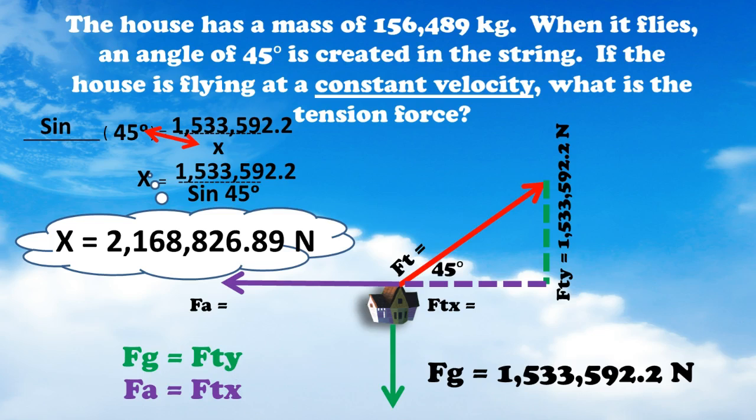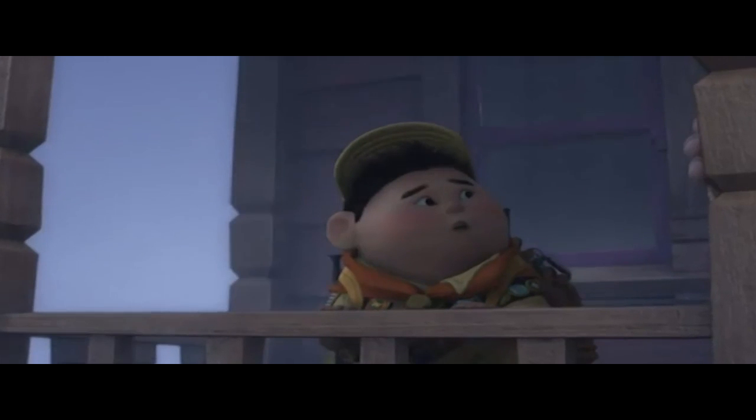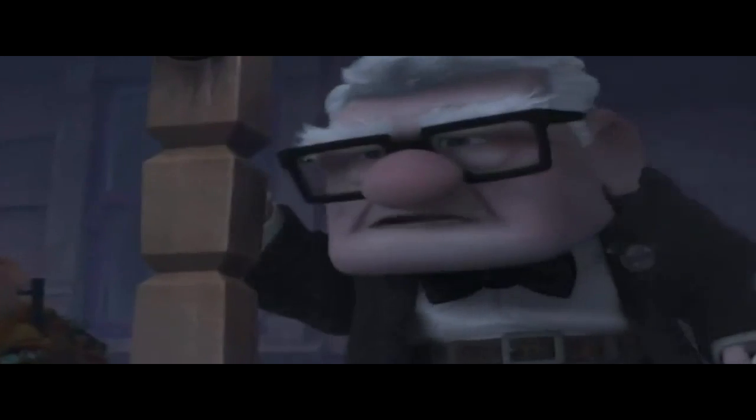2,168,826.89 newtons. That is the tension force being pulled on the string as the house flies forward. What was that, Mr. Fredrickson? We can't be close to the ground yet.